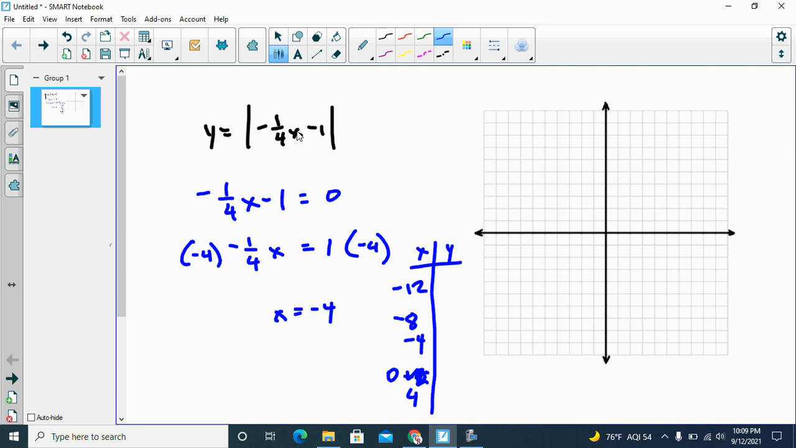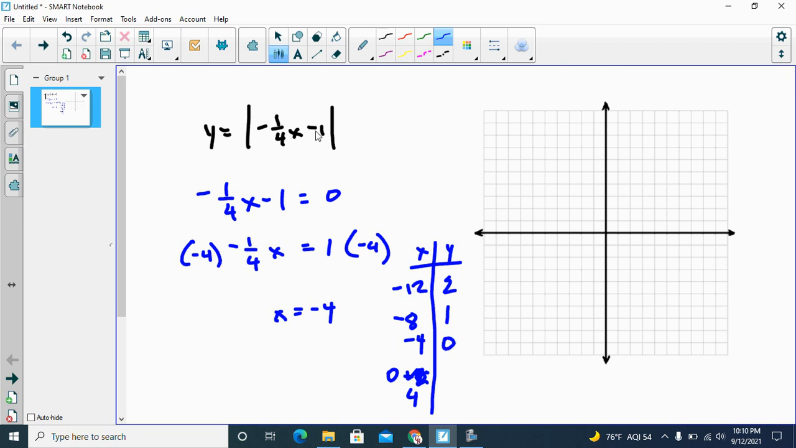So if I plug in negative 12, 1/4 of 12 is 3. Negative times negative is positive. 3 minus 1 is 2. Plugging in negative 8 gives me 2 minus 1. Plugging in negative 4 gives me 1 minus 1.